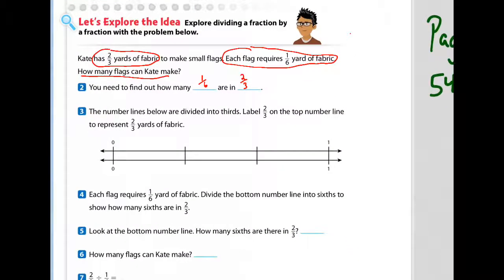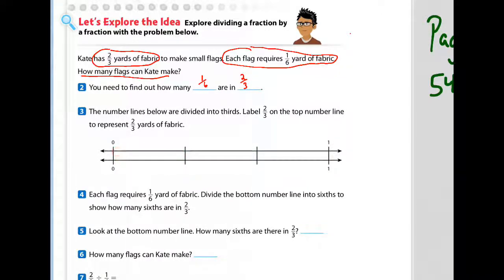Now 3, it says the number lines below are divided into thirds. Label 2/3 on the top number line to represent 2/3 yards of fabric. So first off, let me show you what they are talking about. So notice the number lines are both split into thirds. There's 1/3, there's 2/3, and then there's 3/3. So you see the 3/3 right there.